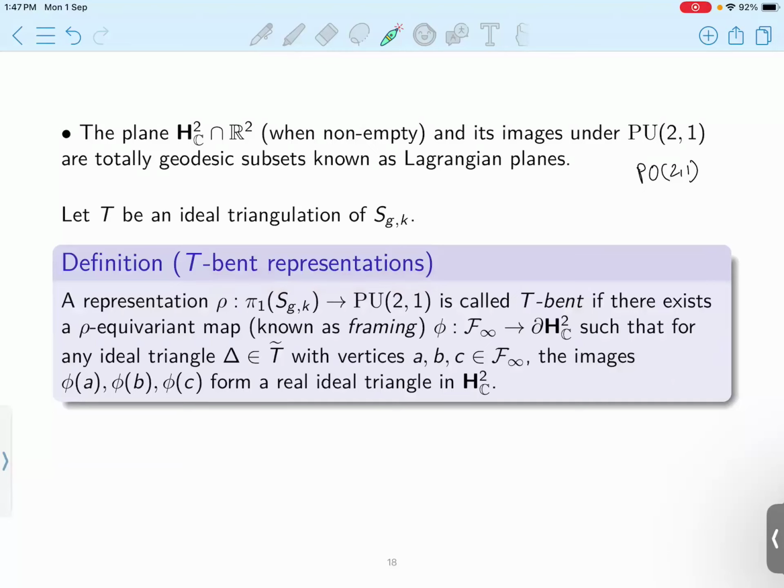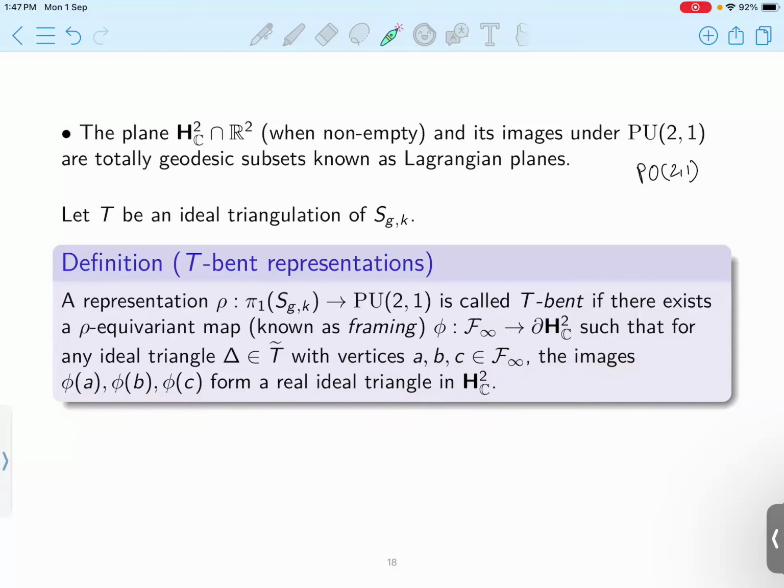Suppose we have a representation rho from pi_1 S_{g,k} to PU(2,1). It's called T-bent if there exists a rho-equivariant map phi, known as a framing, from F infinity to the boundary of HC2, such that for any ideal triangle in T tilde, the universal cover of T, with vertices A, B, and C in F infinity, the images phi A, phi B, and phi C form a real ideal triangle in HC2. Let me explain what these terms are.